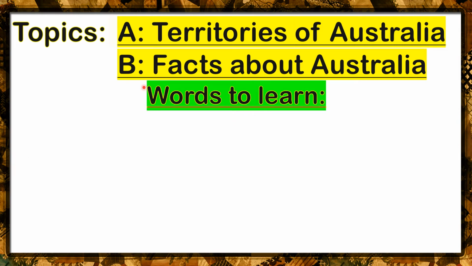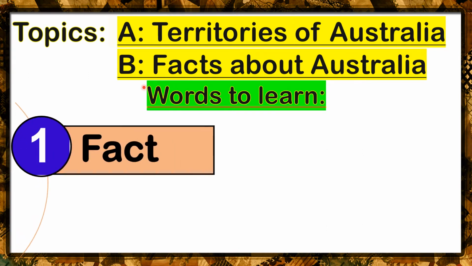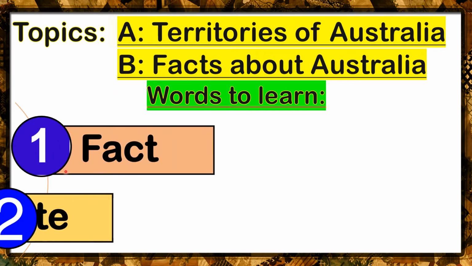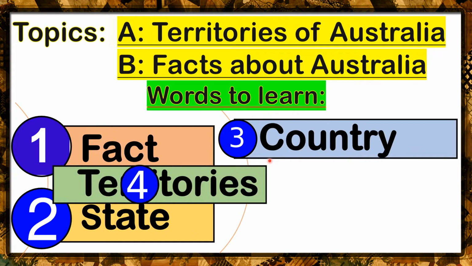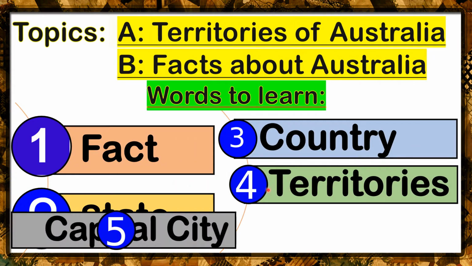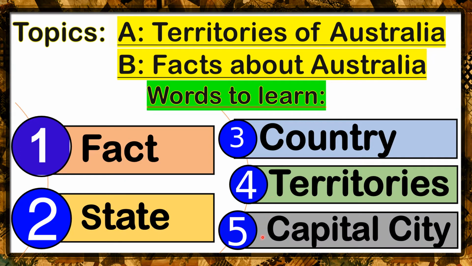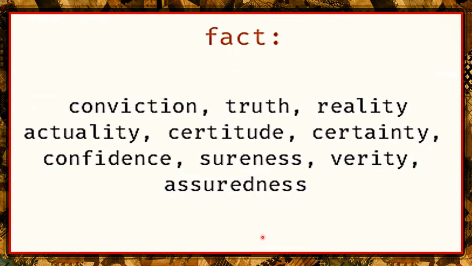These are the words to learn. Please repeat after me so you can practice your listening skills and your speaking skills even if you are just at home. Are you ready now? Let's start reading. Number 1, fact. Number 2, state. Number 3, country. Number 4, territories. And number 5, capital city. Now let's read the meaning of these words one by one.